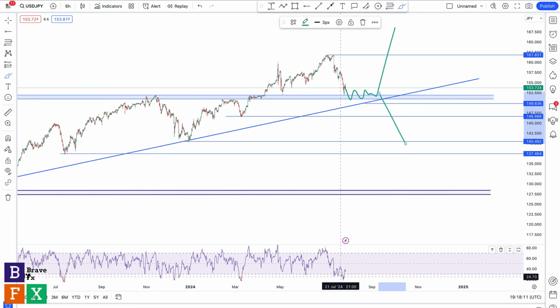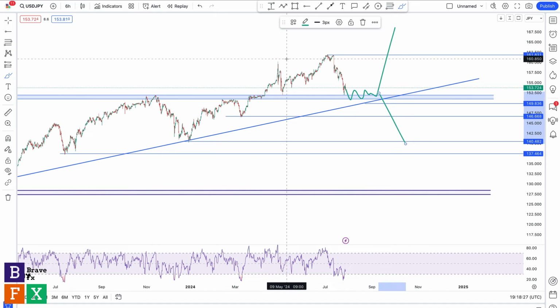We just got a bounce off of the lower band of the RSI from being oversold. So there's a good chance we continue to be oversold, which will eventually probably lead price downwards before we see the bulls kick in, right? So that's the briefing for USD-JPY.